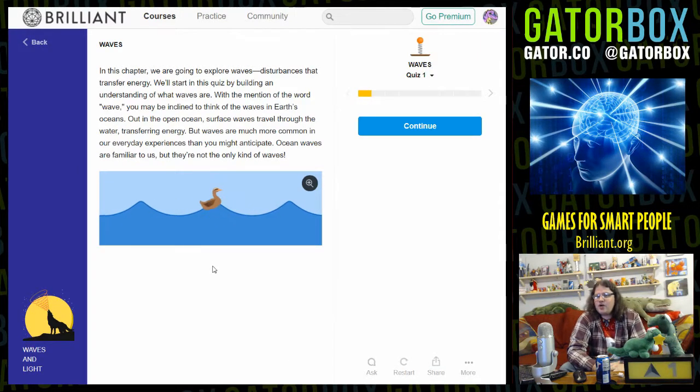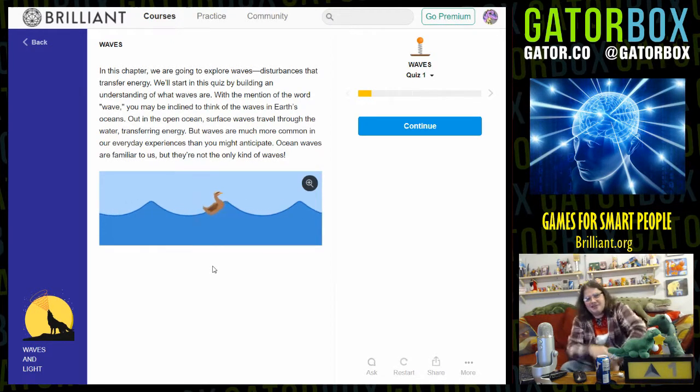In this chapter, we're going to explore waves, disturbances that transfer energy. We'll start in this quiz by building an understanding of what waves are. With the mention of the word wave, you may be inclined to think of the waves in Earth's oceans. Out in the open ocean, surface waves travel through the water, transferring energy. But waves are much more common in our everyday experiences than you might anticipate. Ocean waves are familiar to us, but they're not the only kind of waves. You got the one where you go to the sports stadium and stand up. You know, you got all kinds of waves.